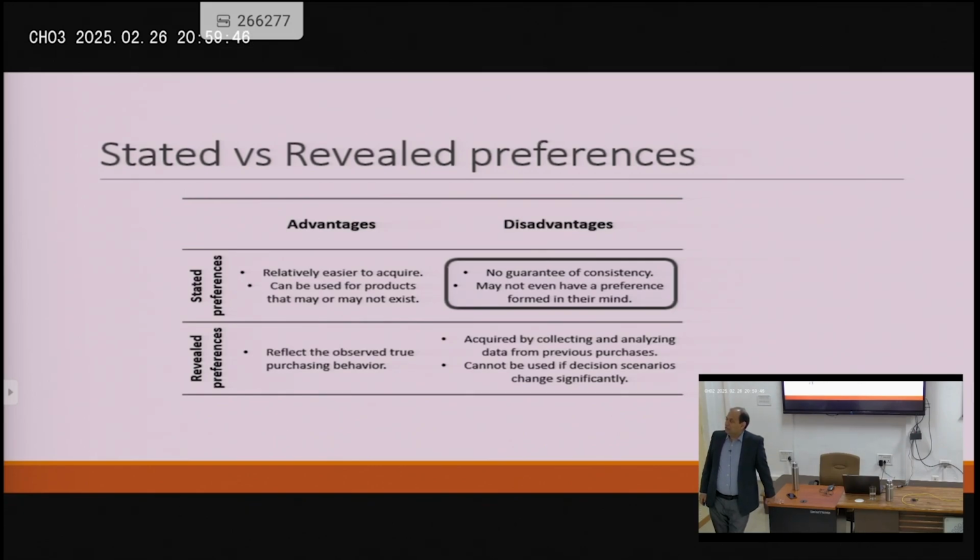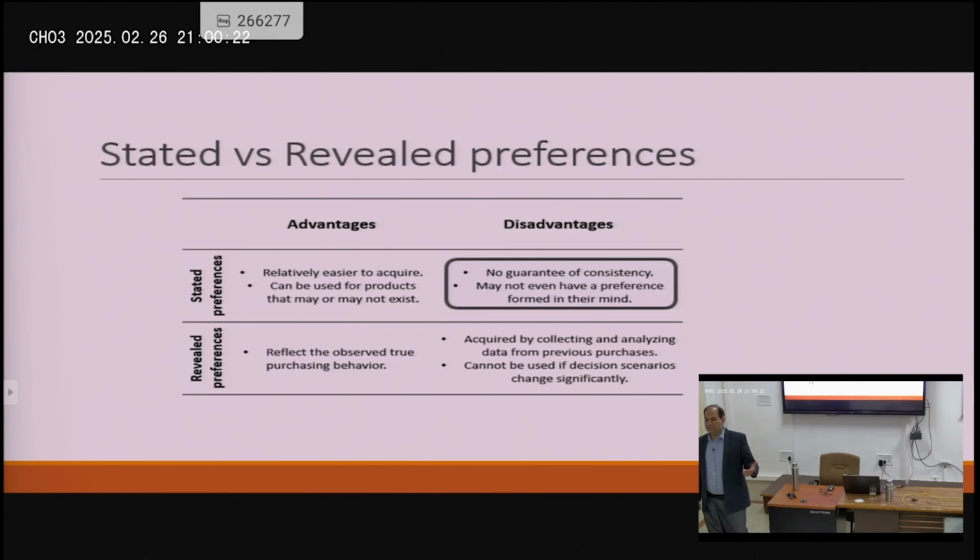Another disadvantage is that the preference may not even have formed in your mind, and that's something that we talk about. Let's say this university decided to buy a quantum computer, right? How much should the university spend? Let's say they asked you. You say, I don't know. I haven't thought about it, right? So asking people who haven't thought about a problem deeply enough questions about it is a bad idea, right? So psychologists will call it priming.